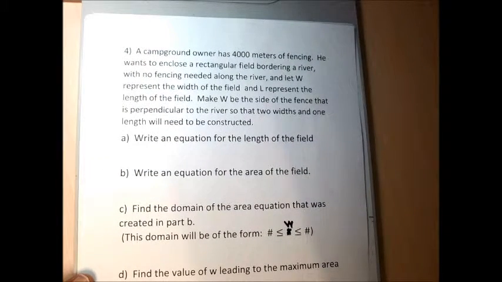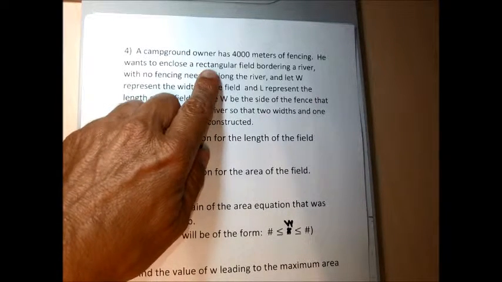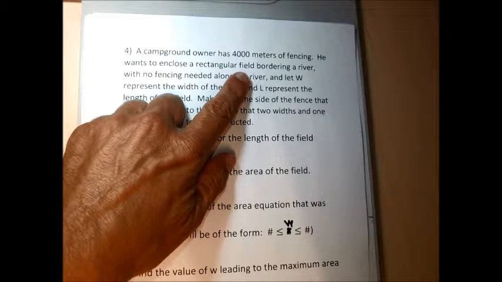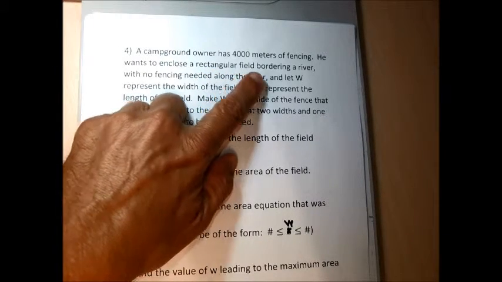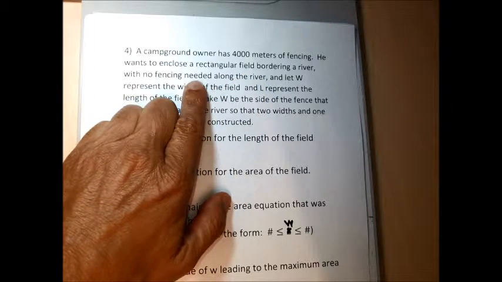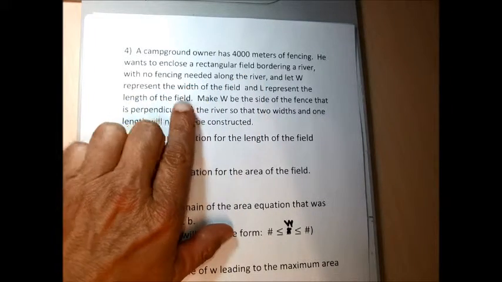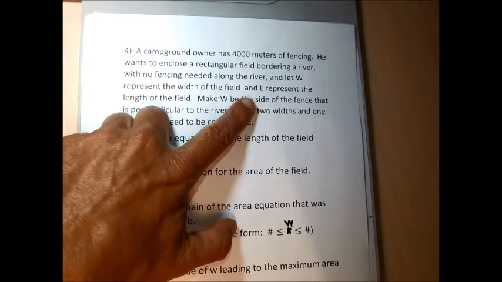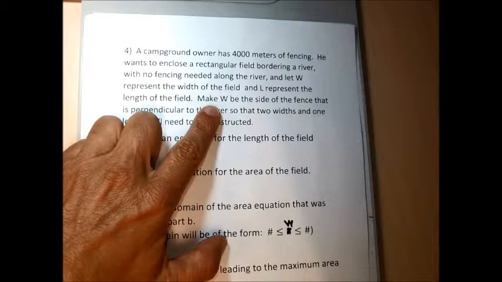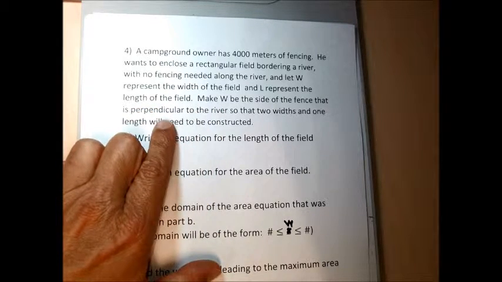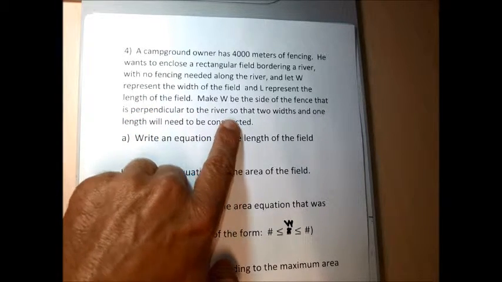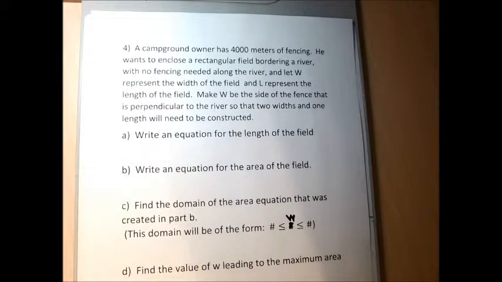All right, so I'm going to move down now to number 4, and it's a similar problem. I have a campground owner. In this case, my campground owner has 4,000 meters of fencing, and he's going to enclose a rectangular field just like in problem 2. But now, one side of this field is going to border a river, so we don't need fence along the river. We're just going to make 3 sides. And I'm going to make W the width, L represent the length, and I'm going to make W be the side or the sides of the fence that are perpendicular to the river, so that we will have 2 widths and 1 length need to be constructed.